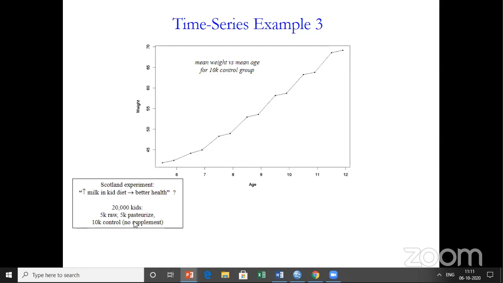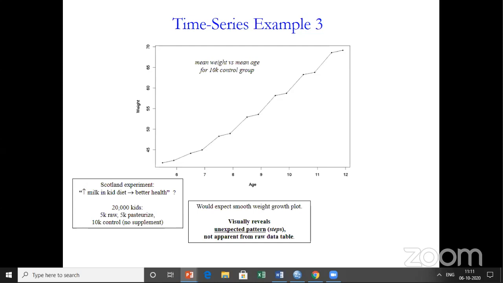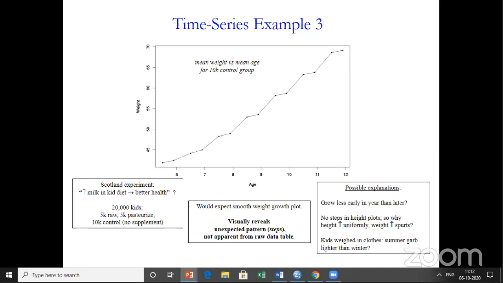So these are the 20,000 kids, 5-year raw, and this is the data where we got it from, Scotland. Sorry. So this is the unexpected pattern, steps. That is, the steps are being seen here, and they do not appear from a raw data table. As I said, as age increases, weight also is increasing. As height increases, uniformly weight also increases. Kids weighed in clothes, so the summer graph is lighter than the winter. So that's what we have here, right?